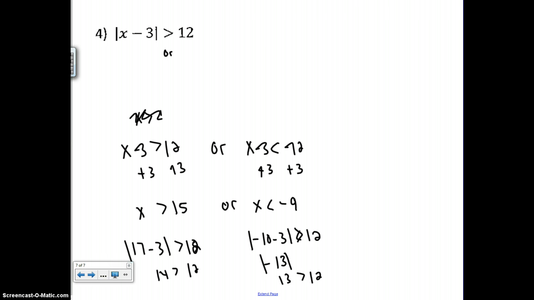So you guys have a couple examples, 4 examples to do. If you guys can do those for me, we'll talk about them tomorrow.